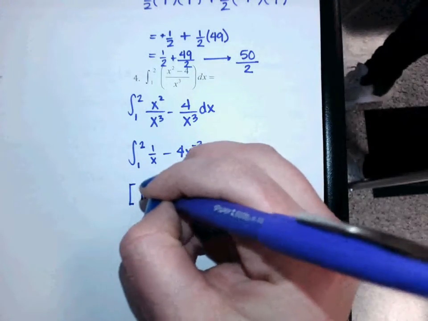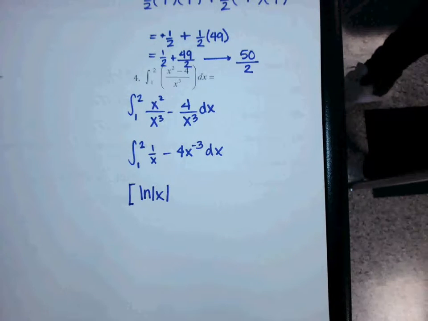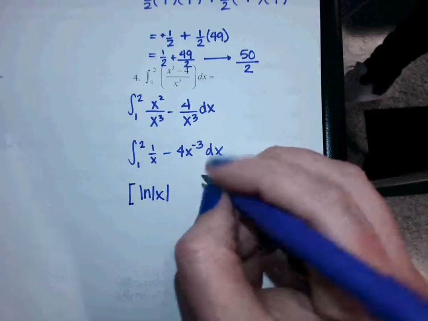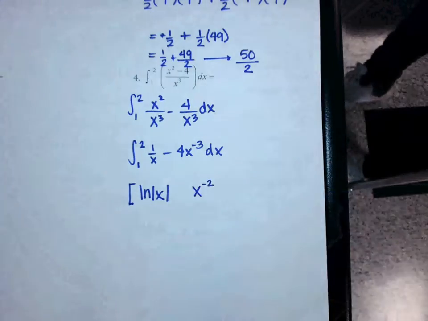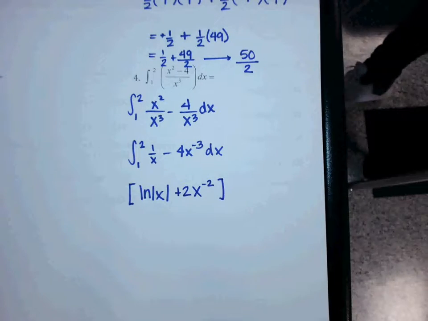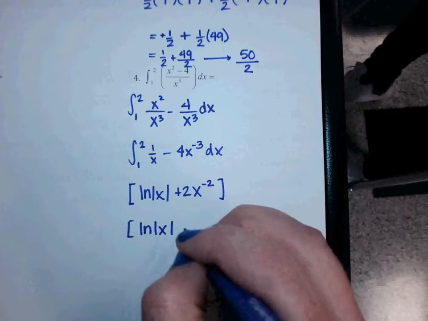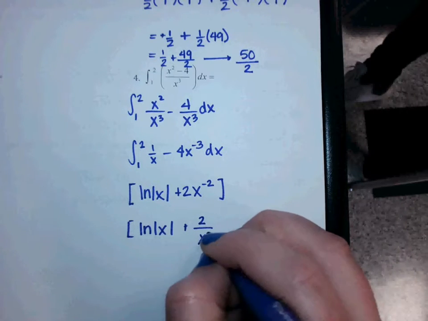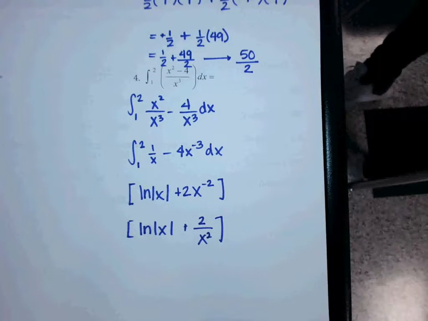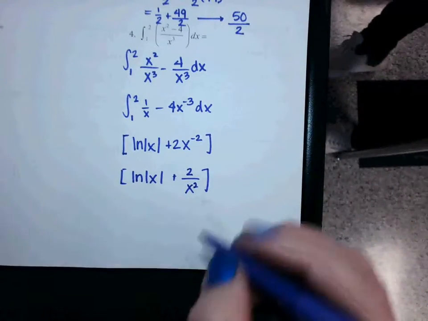Okay, ln absolute value x. And then what about the second term? Add 1, it'd be x to the negative 2, and then I divide by negative 2, I get plus 2. Very good. Now, I'm going to do one more step on that, and I'm going to rewrite it like this. Okay, this is optional. You don't have to do it if you don't want to, but 2 over x squared. Okay, just because to me that looks a little bit better.